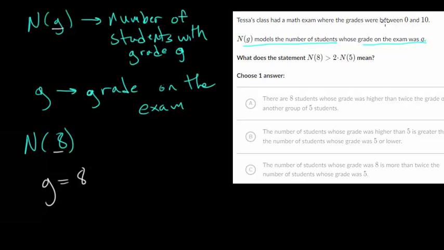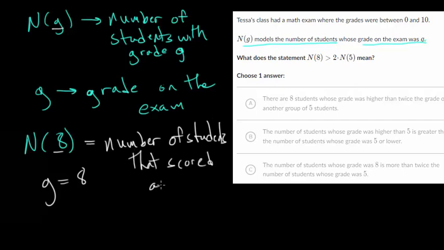And the grades were between 0 and 10. So this looks to be an 8 out of 10 for the grade. And N of 8 is the number of students who received that grade. So this is the number of students that scored an 8 on this exam. So when we look at our statement here, we have our N of 8, the number of students who scored an 8. And that's going to be bigger than twice N of 5.